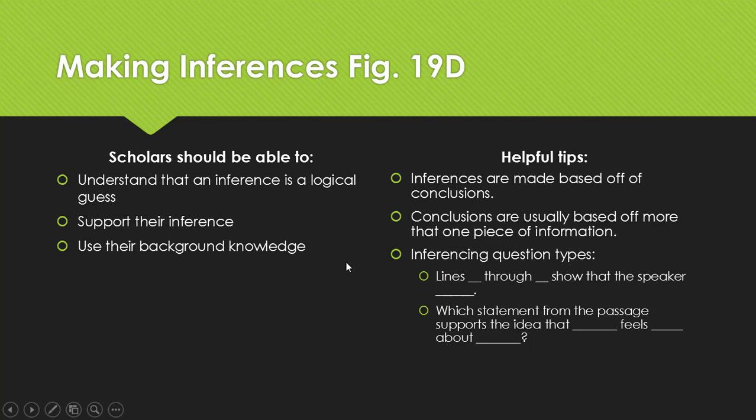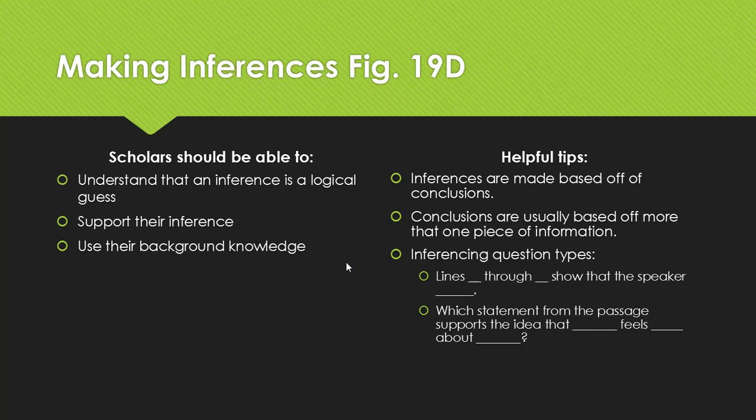Making inferences. Scholars need to be able to understand that an inference is just a logical guess. They need to be able to support their inferences with text evidence and also tie in their background knowledge. Inferences are made based off of conclusions, and the difference between an inference and a conclusion is that a conclusion is usually based off of more than one piece of information. You have multiple things working to help you draw conclusions. Whereas an inference, you just need to make an inference about this certain piece of information.